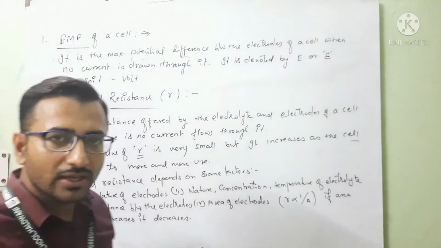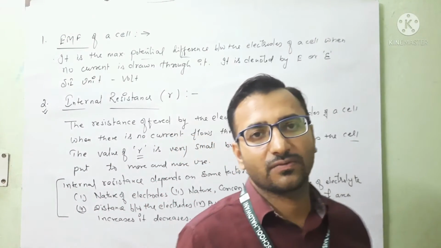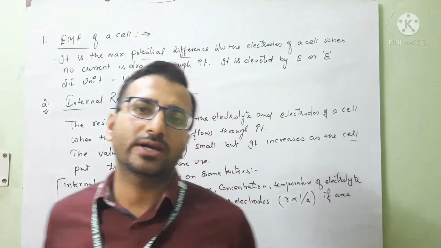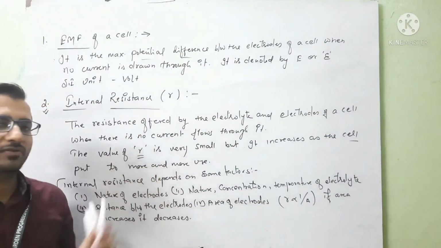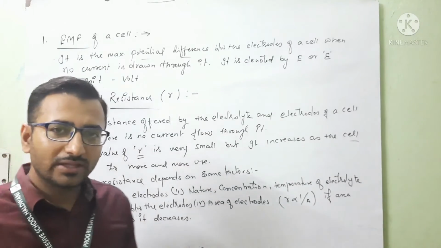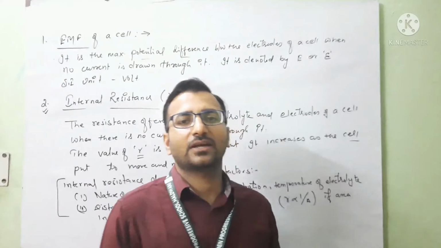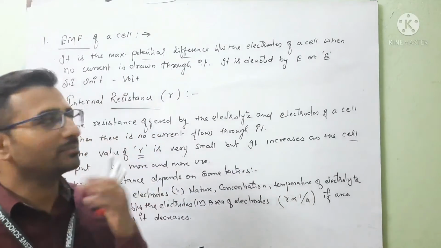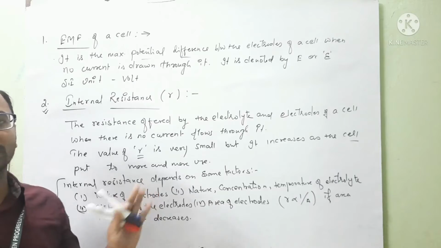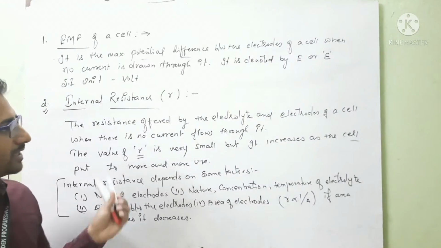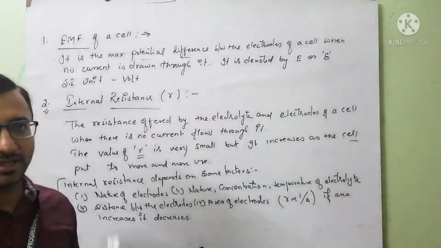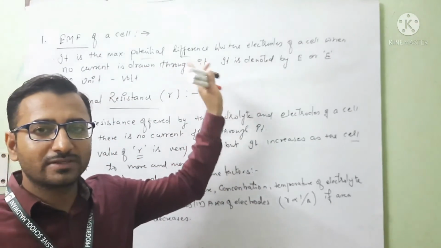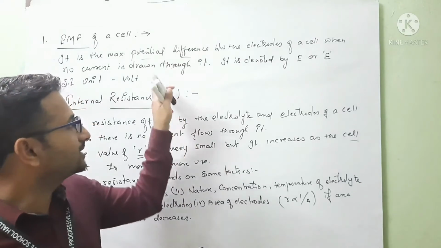After that we will talk about the terminal potential difference. What is the meaning of terminal potential difference? As we have already discussed the EMF of a cell, when the cell is not connected to an external closed circuit, no current is drawn from the cell. That time the potential difference between the electrodes of a cell is called its EMF.